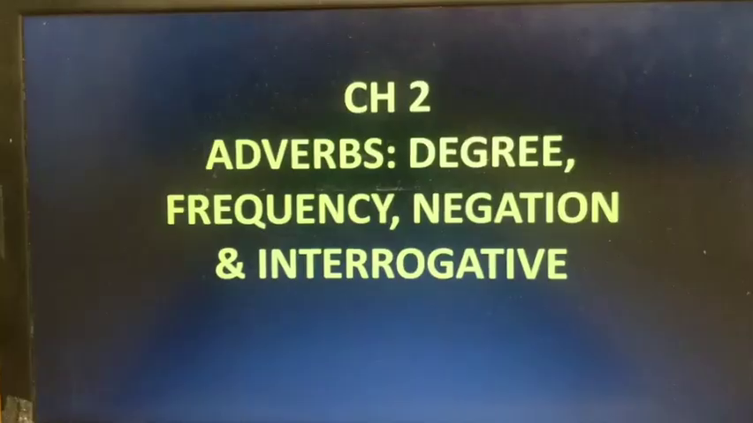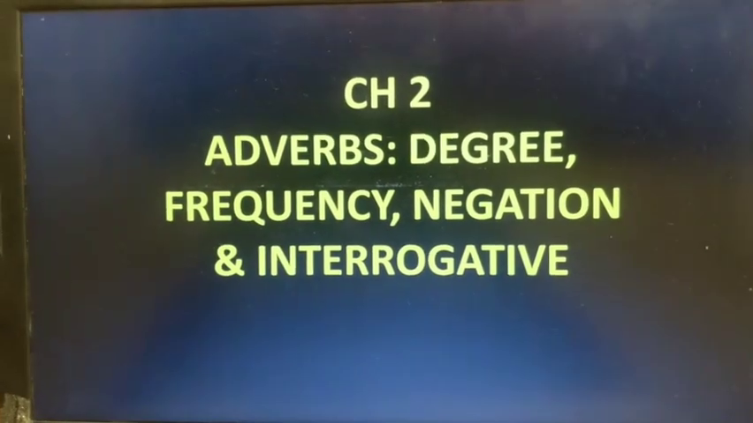Today we will be studying a chapter from our English grammar textbook. This is chapter number 2, adverbs and its types. We will be discussing this and then we will be solving the exercises in your grammar textbook. All the exercises you will be doing in the textbook only, not in the notebook. So let's discuss the chapter.